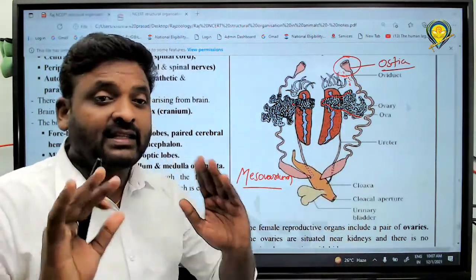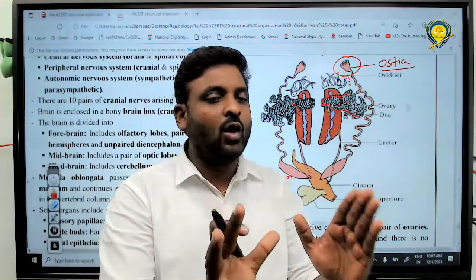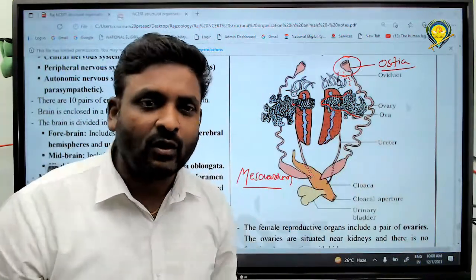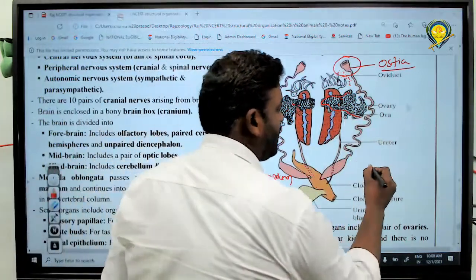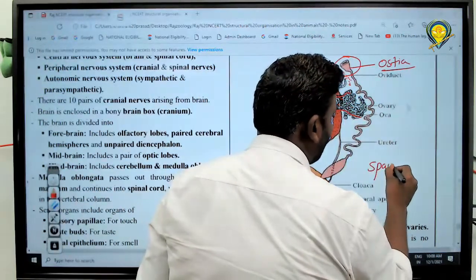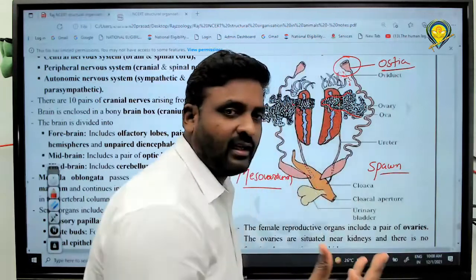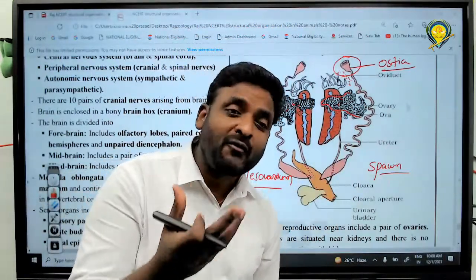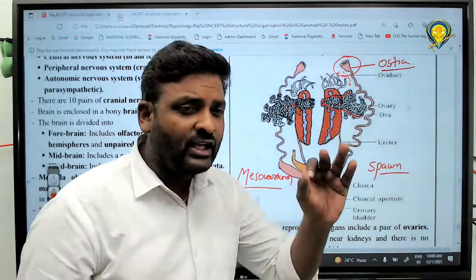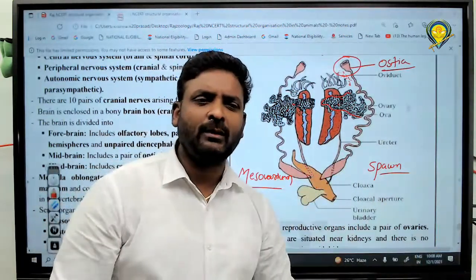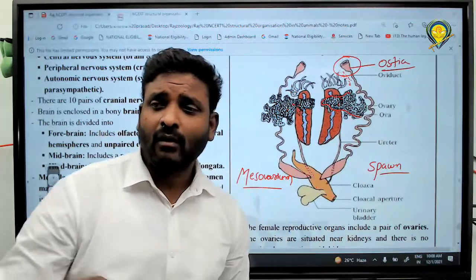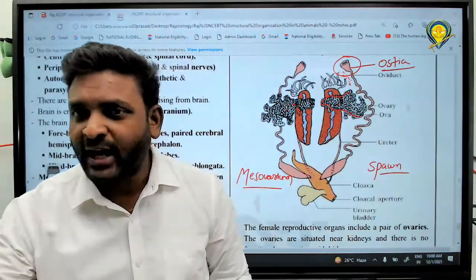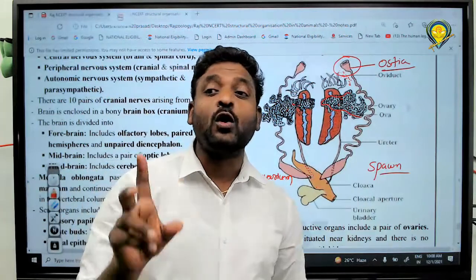The releasing of ova from the ovary of the female frog is called spawn. What is it called? Spawn. Spawn means the eggs of the frog. Milt means the sperm of the frog, right? And you have to believe it, a mature female can release how many? 2,500 to 3,000 ova at a time.